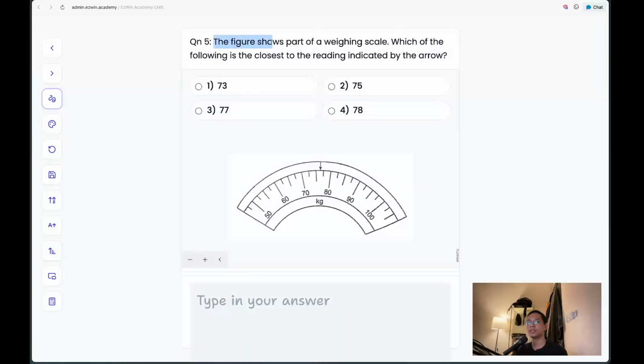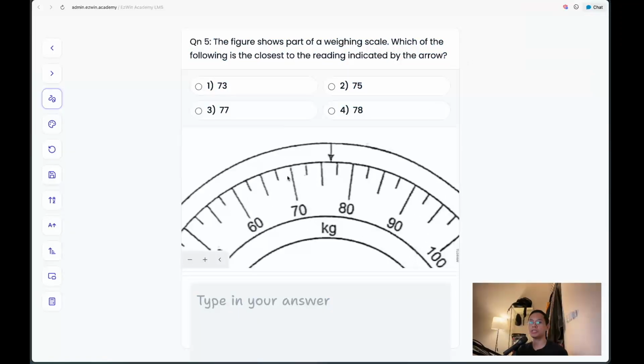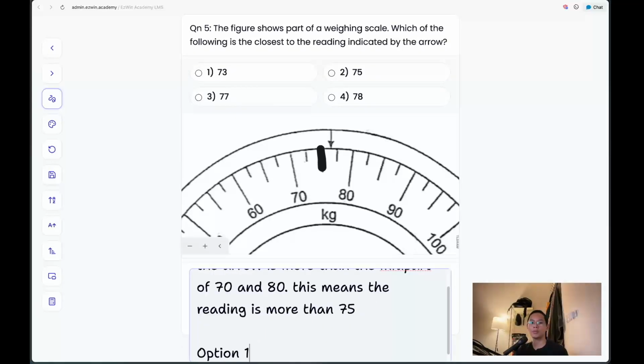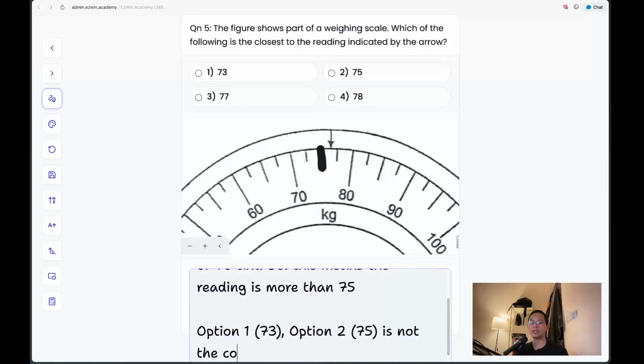Question number 5. The figure shows part of a weighing scale. Which of the following is the closest to the reading indicated by the arrow? If we zoom this in over here, it's between 70 and 80. You can see the options all start with 7, which is good. In between 70 and 80, there is this mid part over here, and the arrow is more than the mid part of 70 and 80. So this means the reading is more than 75. So option 1, which is 73, and option 2, which is 75, are not the correct answer.